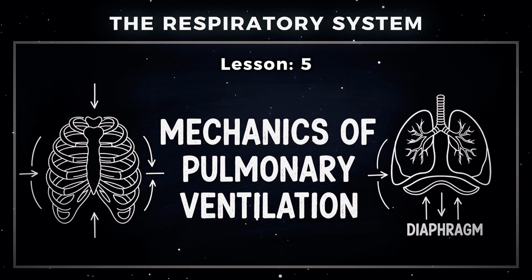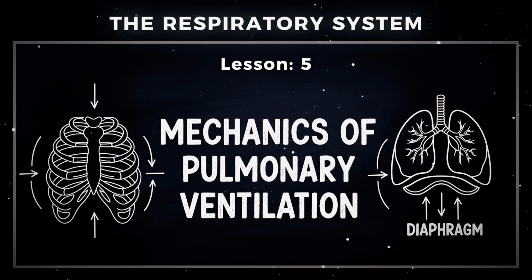When you begin to inhale, your brain sends a signal to the diaphragm. This muscle is shaped like a dome or an umbrella, tucked up under your lungs. When it receives the signal, it contracts and flattens out, moving downward toward your abdomen. At the same time, your external intercostal muscles, the muscles between your ribs, contract, pulling your rib cage up and out, much like the handle of a bucket being lifted. These two movements significantly increase the volume of your thoracic cavity.